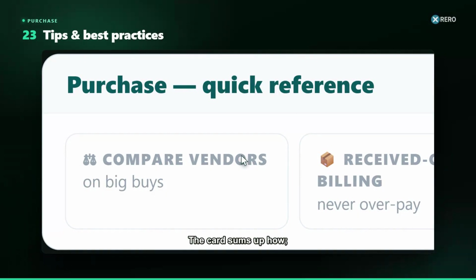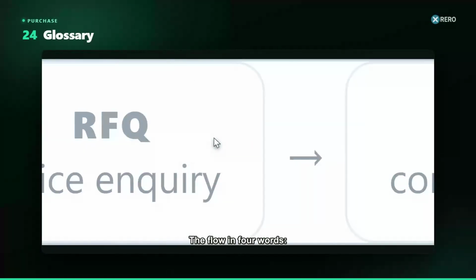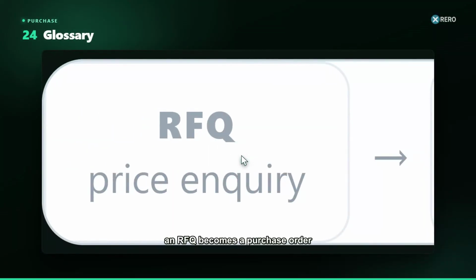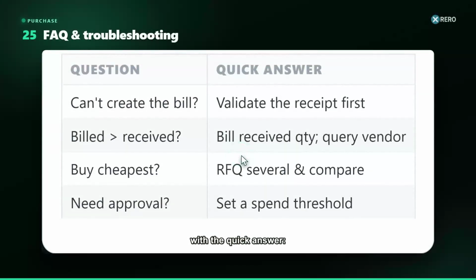The card sums up how. The points explain the flow in four words. An RFQ becomes a purchase order, goods arrive as a receipt, and the vendor bill is matched and paid. The questions buyers ask most, with a quick answer.